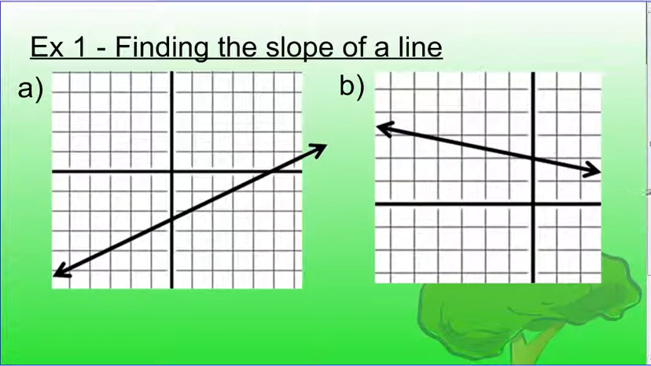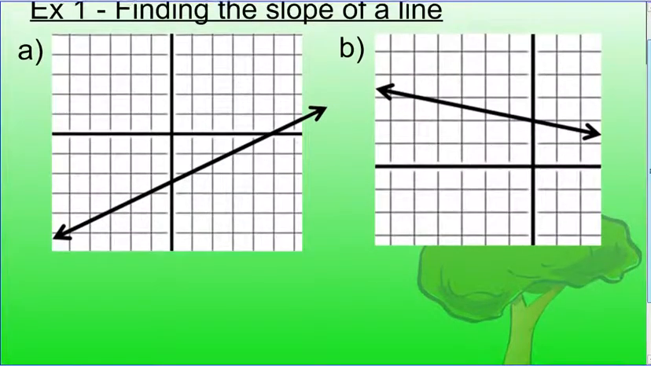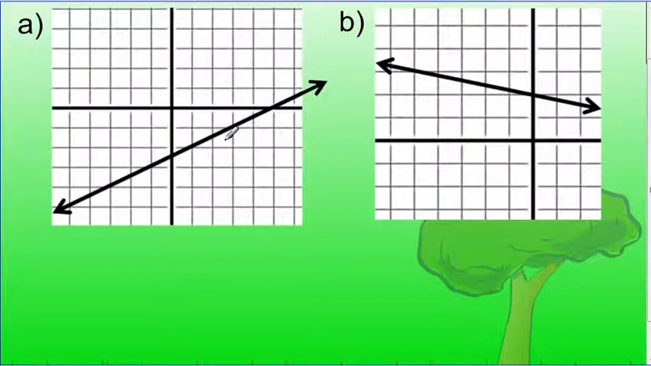So, we want to find the slope of these lines. Find the slope of the line. So the first thing you need to do is find 2 points where this line goes right through, I call it a crisscross, right through a perfect intersection of these little grid marks. So for example, this guy, it goes through this guy, it goes through this guy.